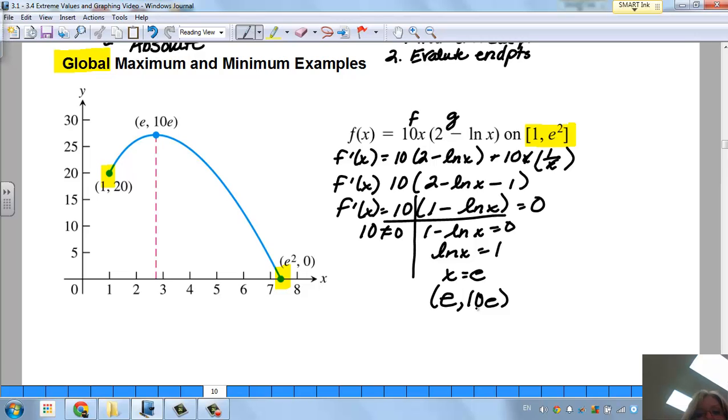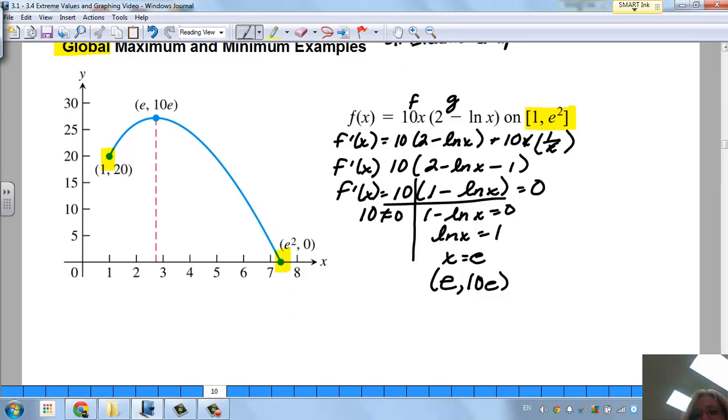Now the other part we have is, since we think this is going to be an absolute or a global max, now we have to evaluate the endpoints. So the other endpoint of this graph is when x is 1. I have to figure out what f of 1 is, and when I put f of 1 in, I get 10 times 2, which is 20, so there's the point (1, 20). And 20 is lower than this, so that is not going to be a max. And then I have to evaluate the other endpoint, which is f of e squared, and when I plug in e squared back into there, I get 0. So the other point is (e squared, 0).